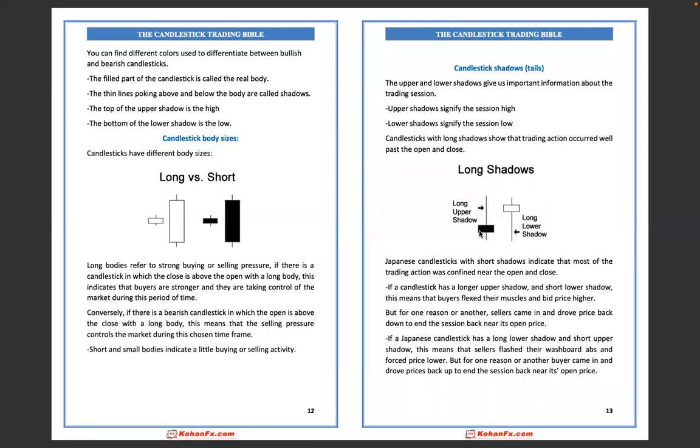So if we see something like this in the market, it means that when the session started, buyers pushed the market to this level and the sellers said, hey, you can't go and leave us behind. Now they took charge and pushed the market to this level and then it closed here. This is bearish, so it closes below. So if we see something like that, what does it mean?